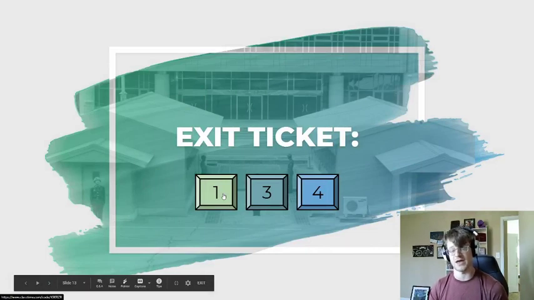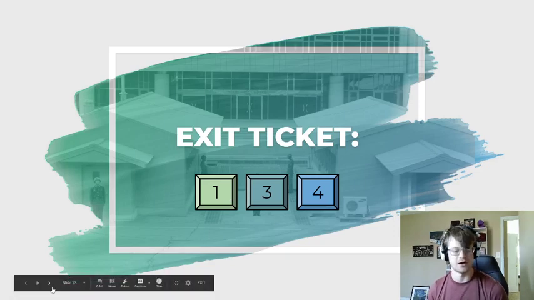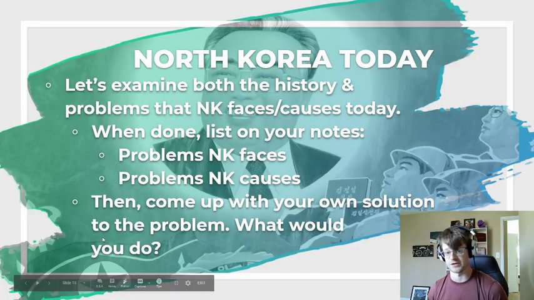And all of a sudden now we have two sides set, North Korea and South Korea, separated by the DMZ, the Demilitarized Zone, which is the most heavily fortified border between two countries that has ever existed. So there's your exit ticket. You can complete it right there. And then I'll talk about what we're going to do for the rest of the lesson.